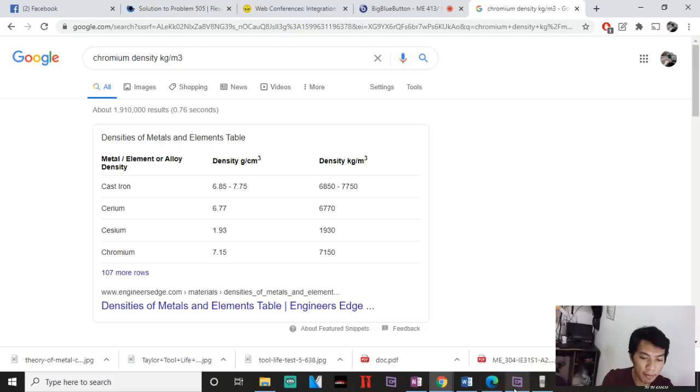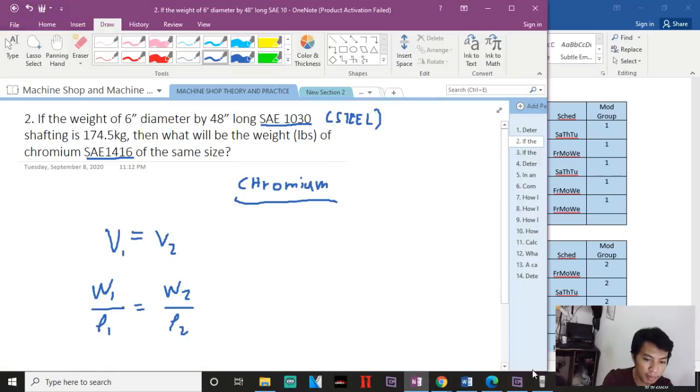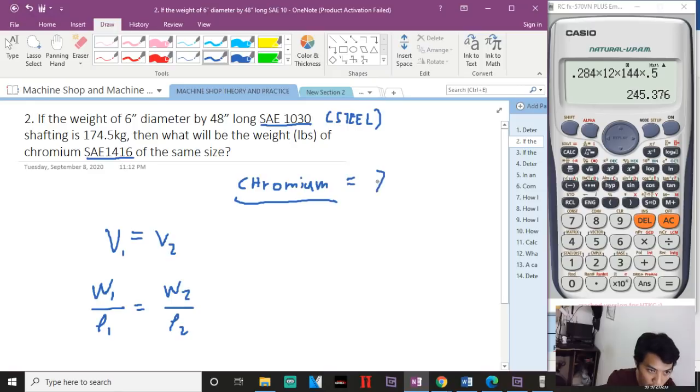Yon, 7,150. May kulang yung given ko dyan. So, chromium density is 7,150 kilogram per meter cube. So, binigay niya yung kanyang shafting.